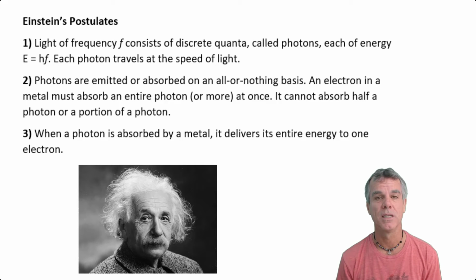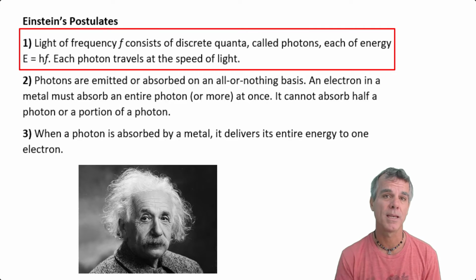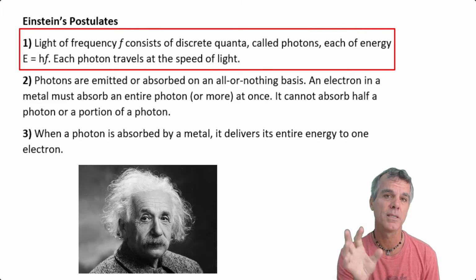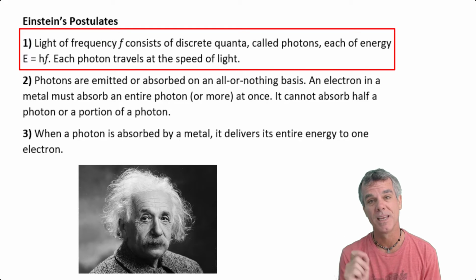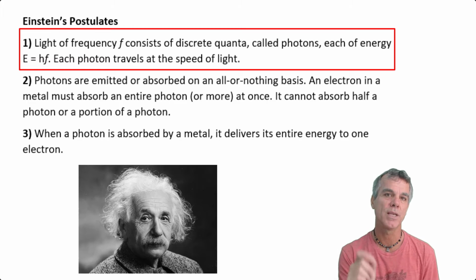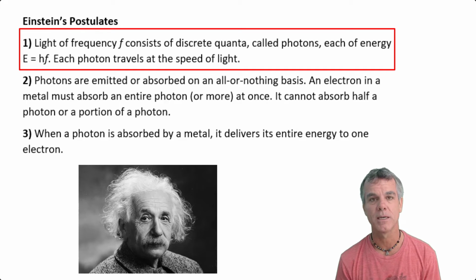The first postulate is that rather than being an electromagnetic wave, light of frequency f consists of discrete quanta called photons. Each photon travels at the speed of light and has energy E equals hf, where h is Planck's constant and f is the frequency of light.